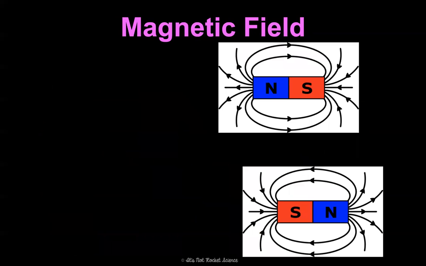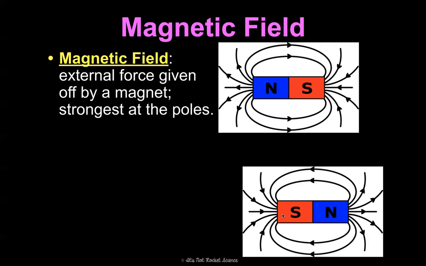So magnets have a magnetic field where the force goes out and then comes back in. It goes from the north to the south. That's what you're seeing here, coming out of the north and into the south, out of the north and into the south. The definition: a magnetic field is the external force given off by a magnet. It is strongest at the poles. Right here in the middle, it is much harder to get a magnet to stick to something or to attract something.